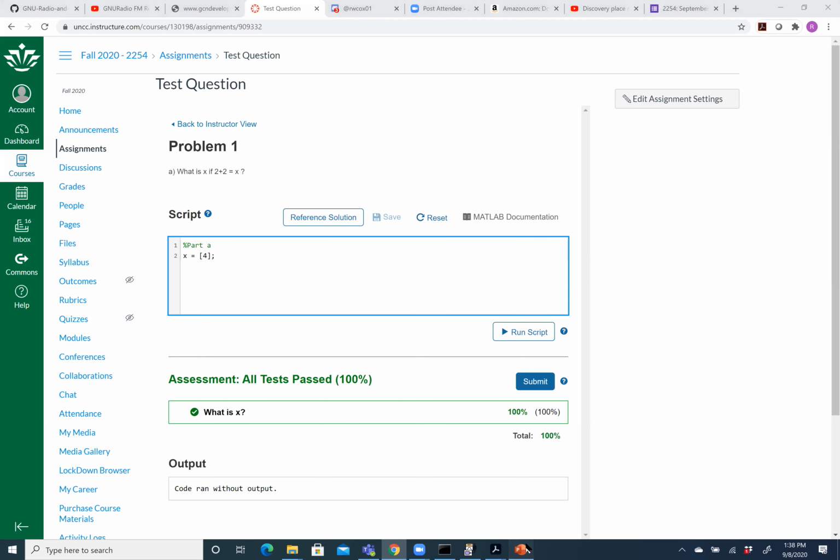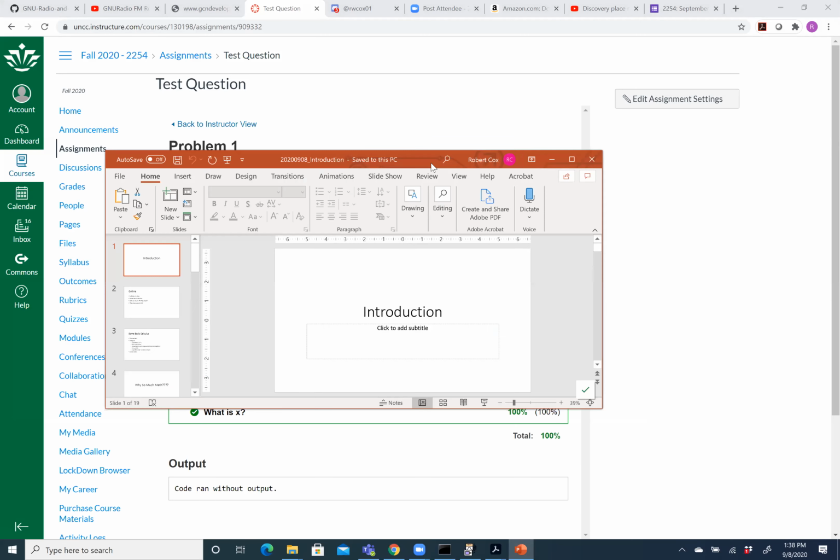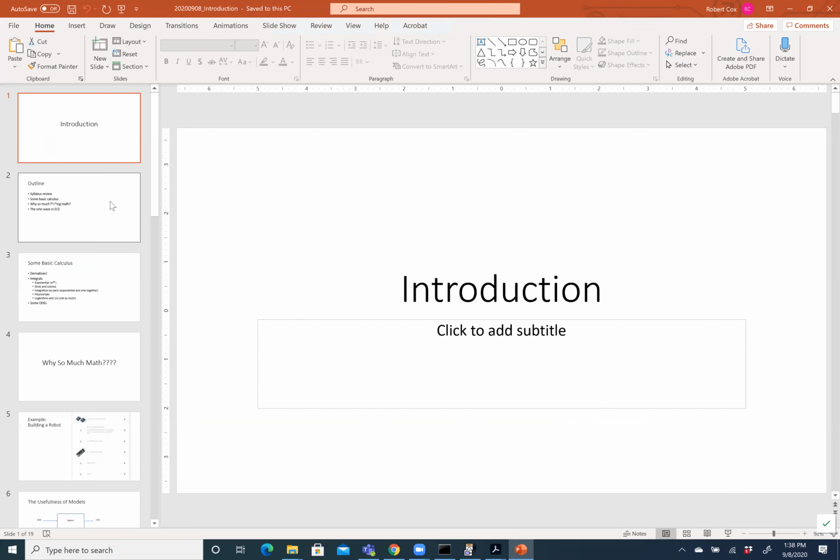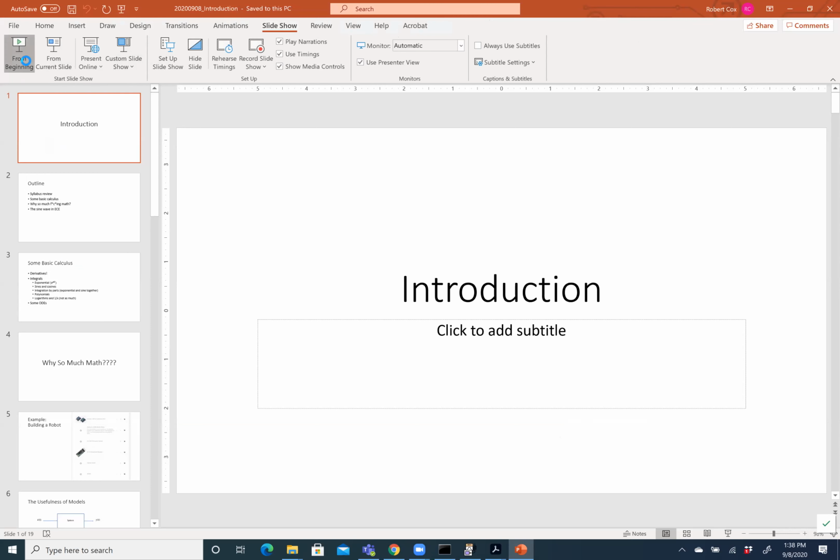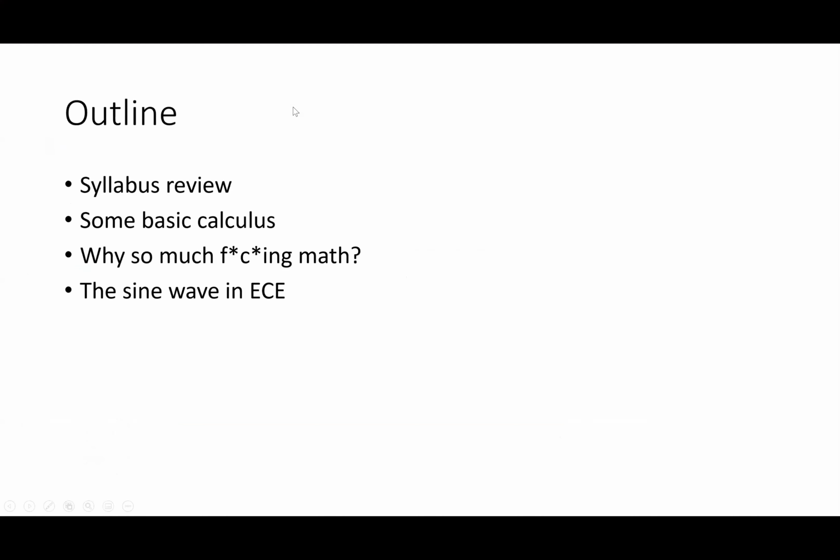All right, then I'm going to move on to some real stuff, although my first thing is not going to be too much in the way of real stuff. It's going to be a little bit of overview. We did the syllabus overview, some basic calculus, and then my question, why so much math? In other words, why do we make you guys do so much math? I want to motivate that a little bit here today, because we do make you do a lot of math in ECE, and there's a reason for it. So we're going to talk through that a little bit.